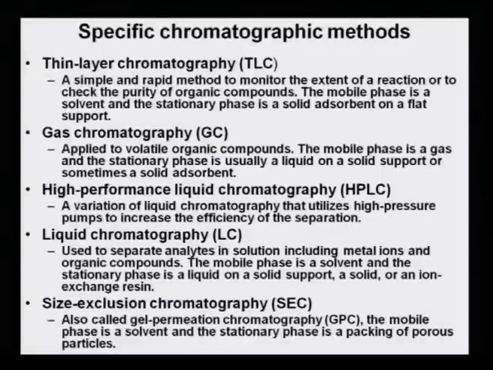The second type of chromatography is called gas chromatography or GC. It is applied to volatile organic compounds. The mobile phase is a gas and the stationary phase is usually a liquid on a solid support, or sometimes a solid adsorbent. So, what it means is that gas chromatography is meant for low boiling compounds.